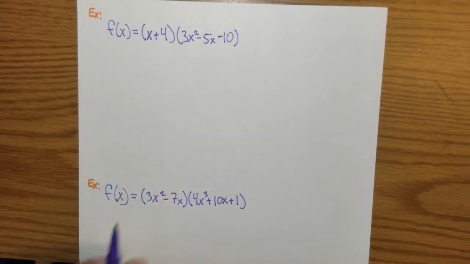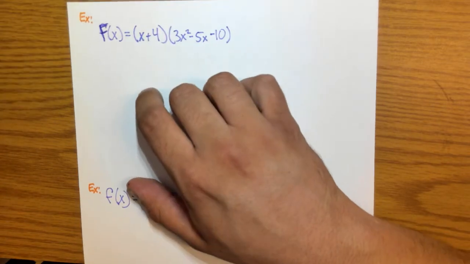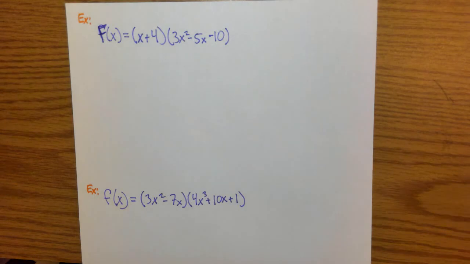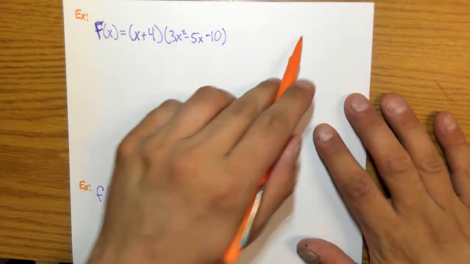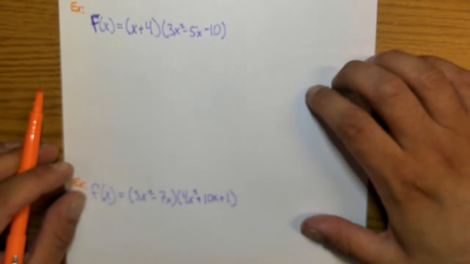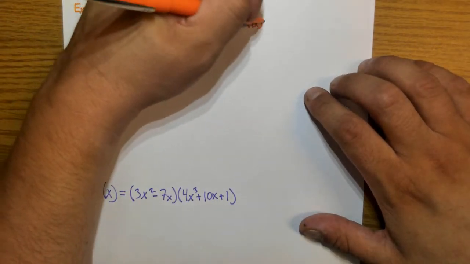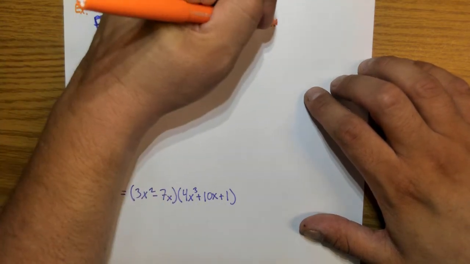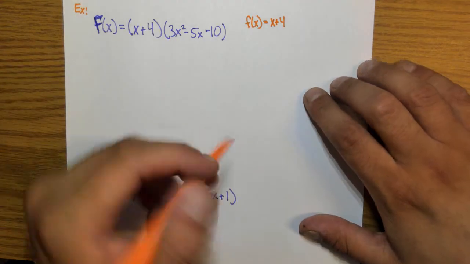Okay, so now we have F of x, and again, I'm going to make it large F of x, is equal to x plus 4 times 3x squared minus 5x minus 10. Like I said, once you get good at it, you don't have to do the table, but I kind of like doing it at first, just when we're first getting used to it. So let's define our f of x and g of x. So f of x is x plus 4, and g of x is 3x squared minus 5x minus 10.